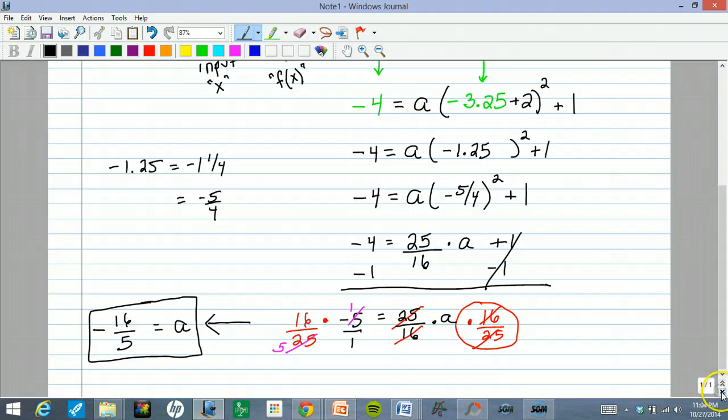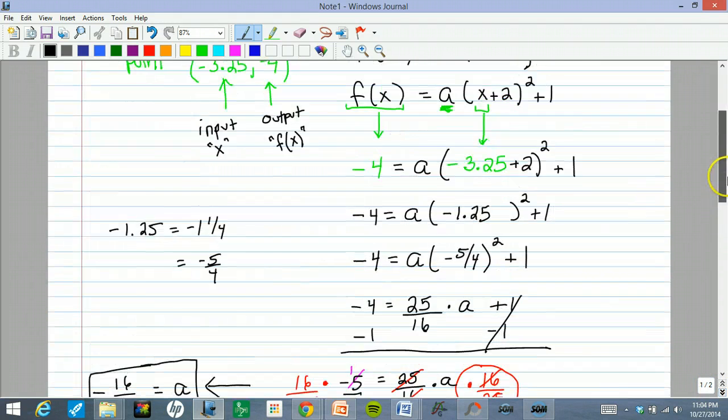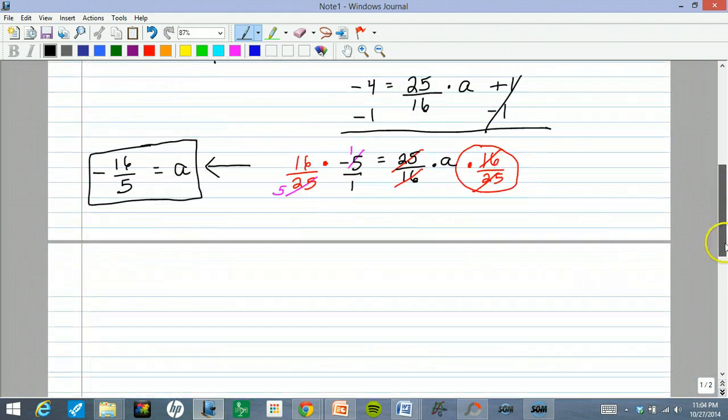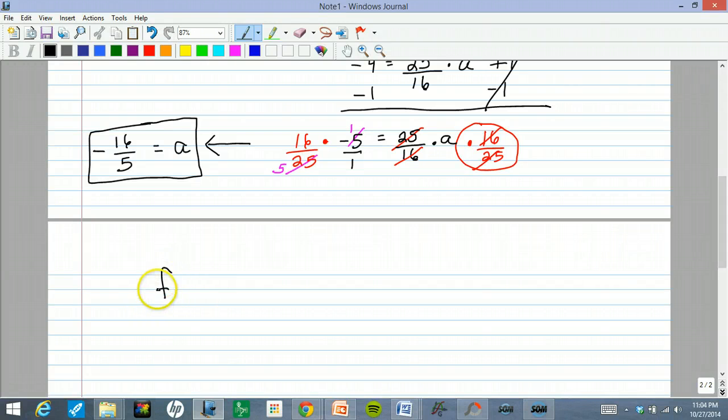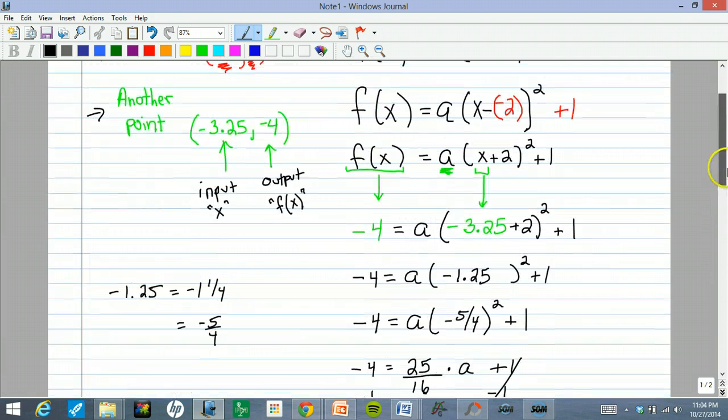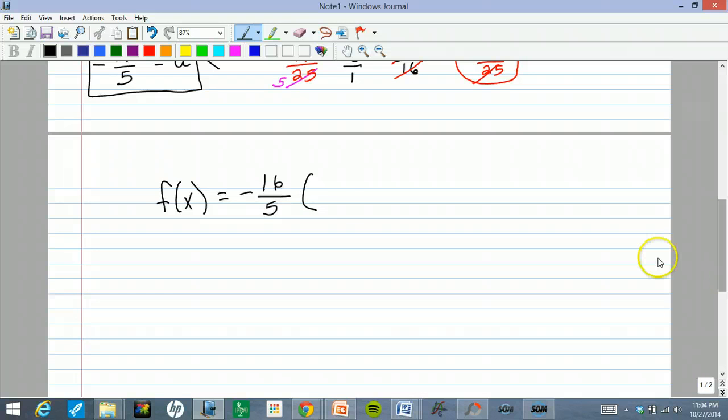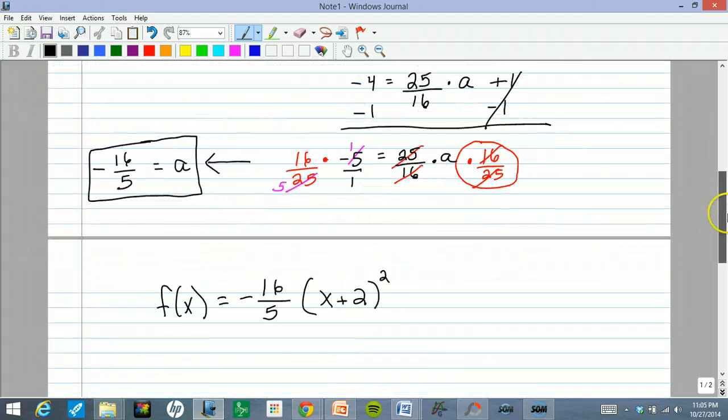Alright. Putting it all together. What's the function? f of x is negative 16/5. By the way, at the very beginning of this video, I said my a value better be negative since the parabola opens down. It does. It is negative, so I'm feeling confident about that. And the vertex, times x plus 2 squared, plus 1.